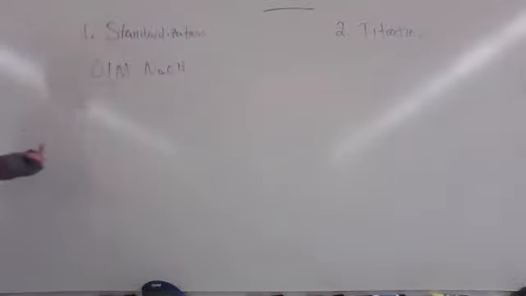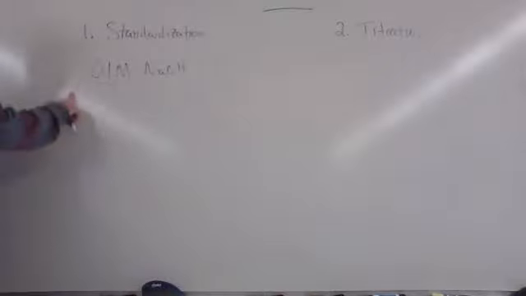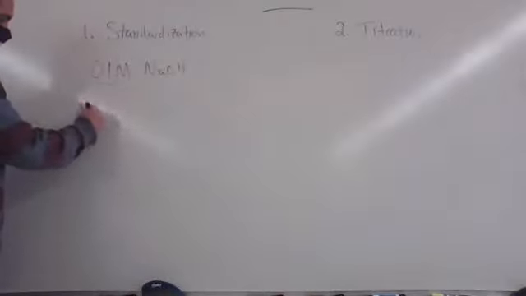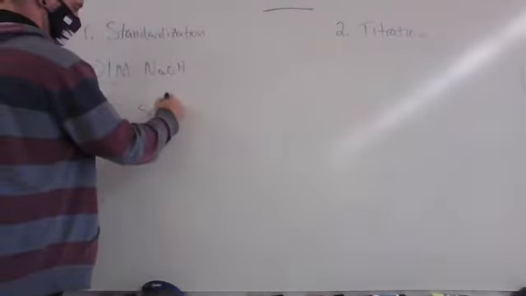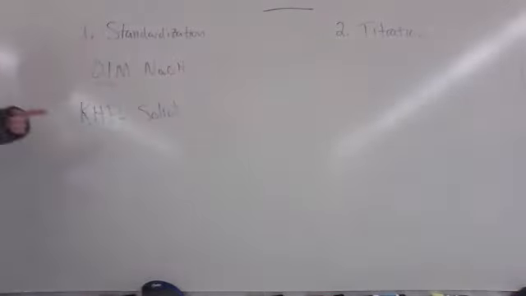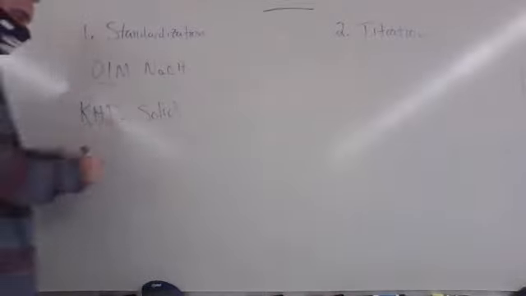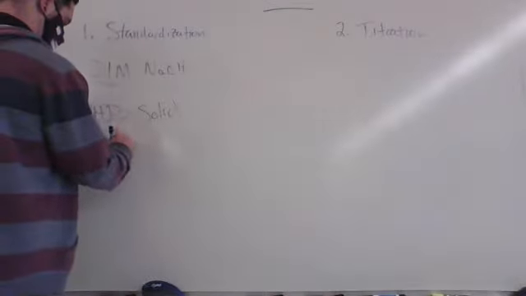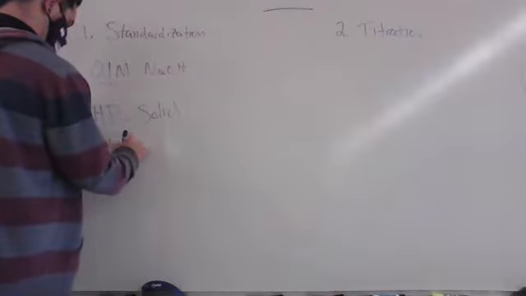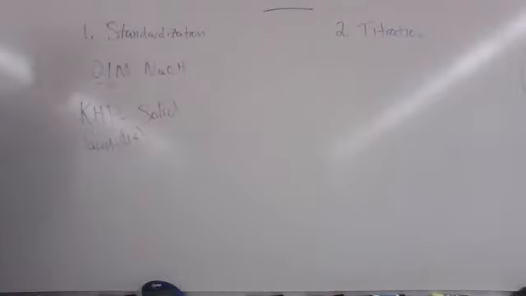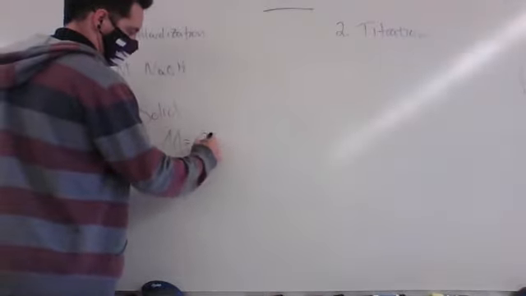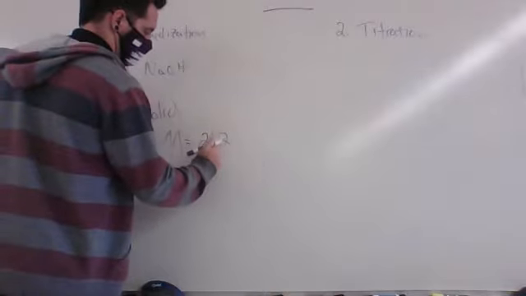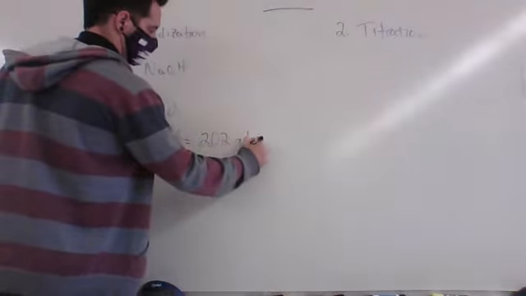Okay, and how we're going to do that is we're going to use KHP, which is a solid, and it has 1 acidic hydrogen. Okay, 1 acidic hydrogen, and it has a really high molar mass. Its molar mass is approximately 202 grams per mole.